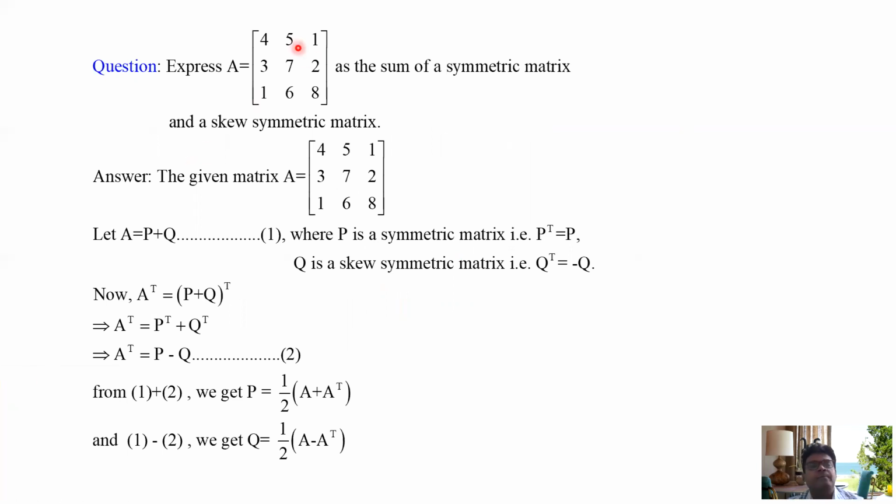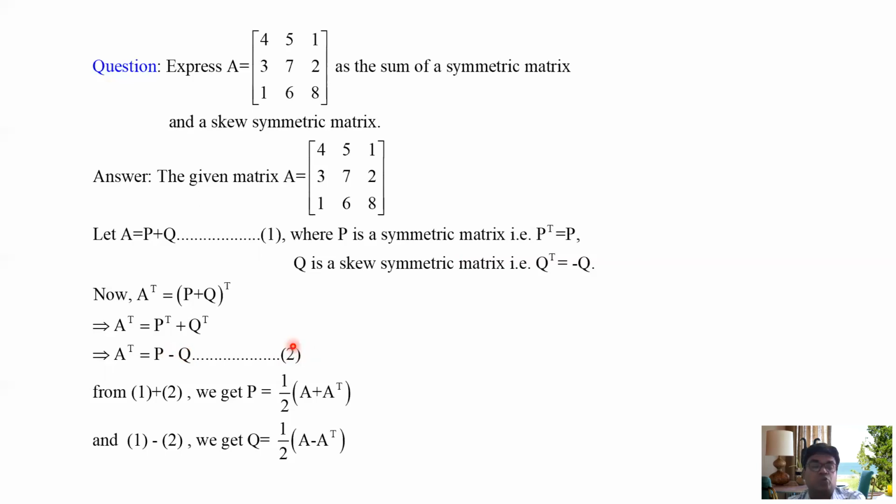Express A, that is 4 5 1 3 7 2 1 6 8, as a sum of a symmetric matrix and a skew symmetric matrix. Logic same. Let A be equal to P plus Q as equation number 1, where P is a symmetric matrix, that is P transpose is equal to P, and Q is a skew symmetric matrix, that is Q transpose is equal to minus Q. Now A transpose is equal to (P plus Q) whole transpose, which is P transpose plus Q transpose. So P transpose is P and Q transpose is minus Q, so A transpose is equal to P minus Q. This is equation number 2.